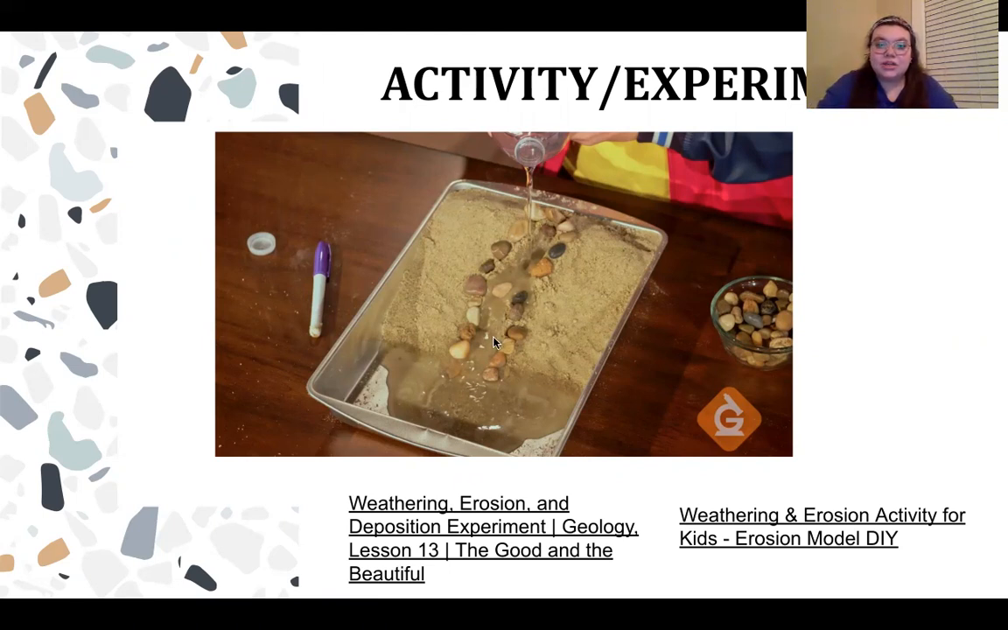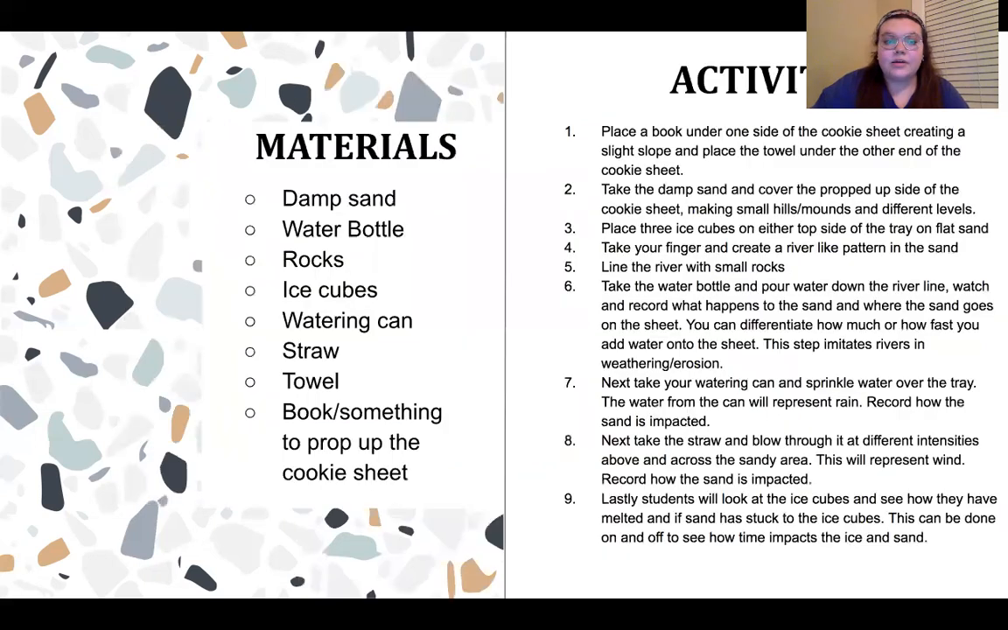You can see that right here. Then they would line the river with little rocks and pebbles. And something that I combined from the other is they would add two ice cubes to either end of the cookie sheet at the top, making sure that the sand only covers the top sloped upward part of it. And then students would get to use different symbols and manipulatives to create the effects of weathering and erosion.